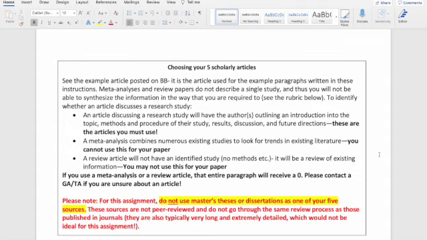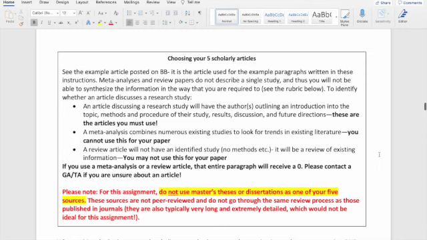A lot of the time, meta-analyses and review articles will have those words in the title of the paper. So for example, they'll say a meta-analysis of narcissism and aggression, or something like that. Review papers do not have a methods section. So if you find a source with no methods, you know right away that you can't use that source. We also do not want you using master's theses or dissertations for this assignment, as these papers are not peer-reviewed.